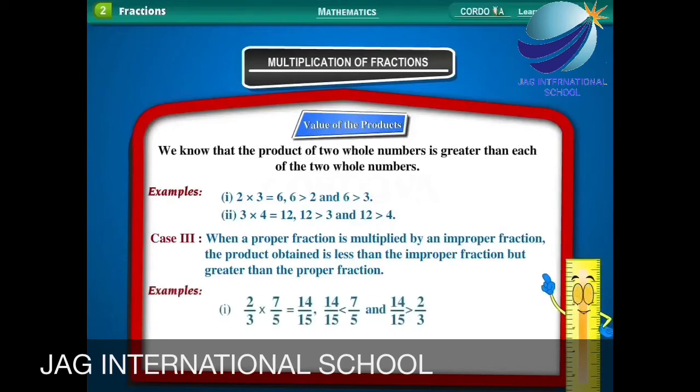Examples: 2/3 × 7/5 = 14/15. 14/15 is less than 7/5 and 14/15 is greater than 2/3. 3/4 × 9/2 = 27/8. 27/8 is less than 9/2 and 27/8 is greater than 3/4.